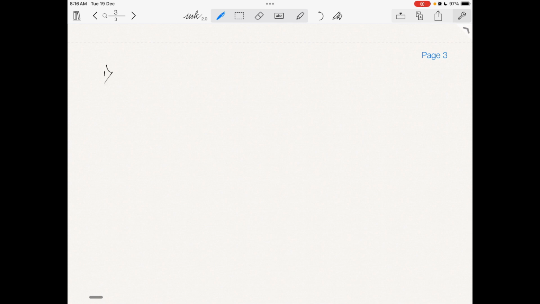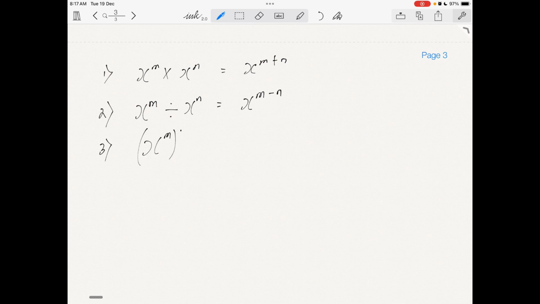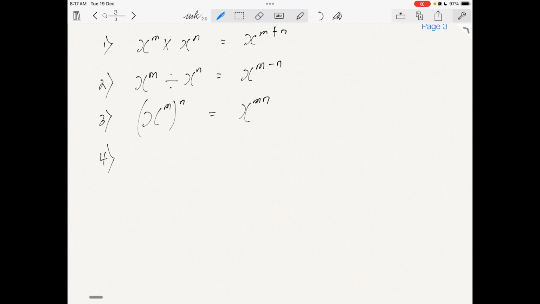So we have the first rule, that says x raised to the power m multiplied by x raised to the power n is equal to x raised to the power m plus n. And number 2, x raised to the power m divided by x raised to the power n is x raised to the power m minus n. Number 3, x raised to the power m all raised to the power n equals x raised to the power m multiplied by n. And number 4, x raised to the power 0 is 1.